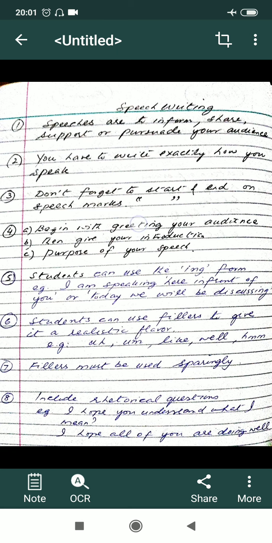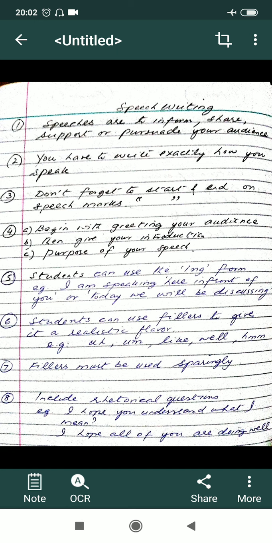After that, we learned how we start the speech: begin with greeting your audience. We also learned that we can start with a quotation as well, but normally we begin by greeting your audience, good morning, and then give your introduction, that my name is this and I'm from class this, or I belong to this organization, whatever. And then the purpose of your speech, meaning the topic you are going to speak about. Then we learned that we can use the ing form. For example, I am speaking here in front of you, or today we will be discussing, like this.